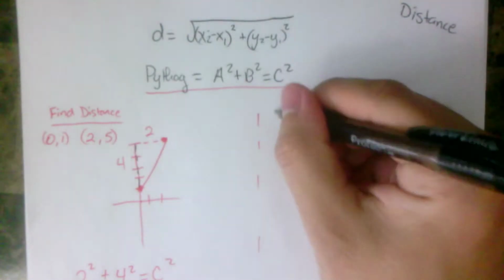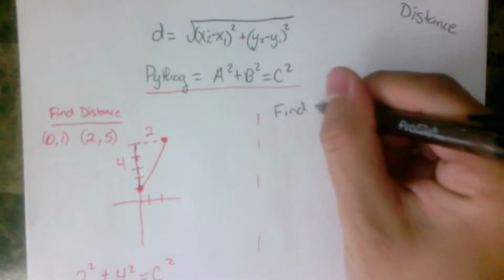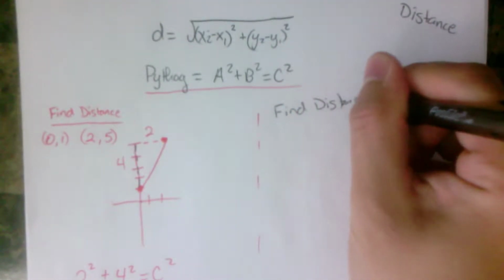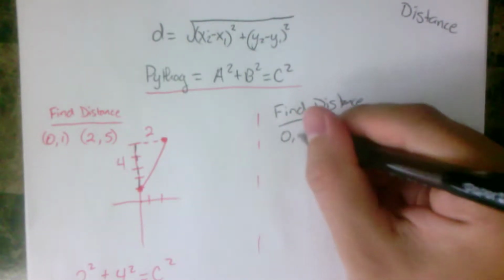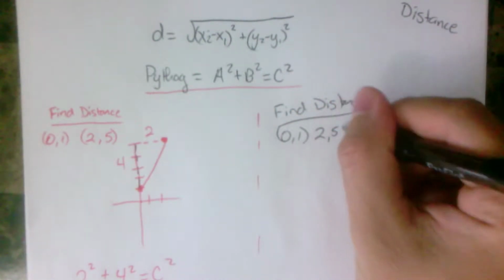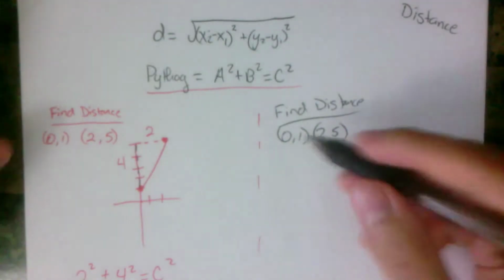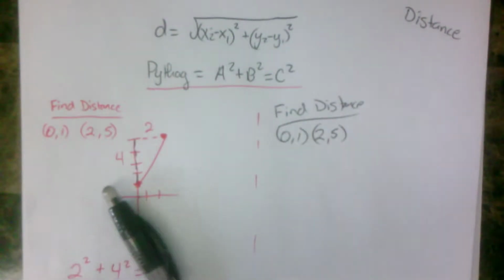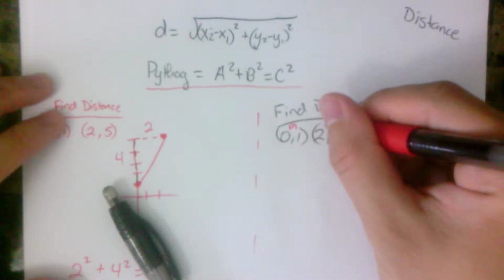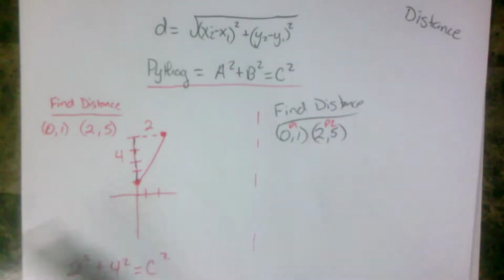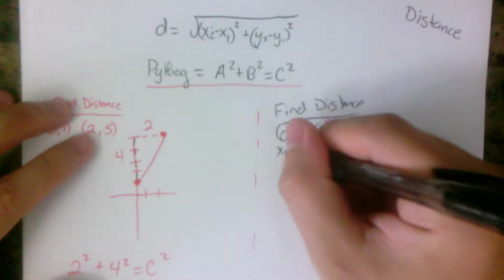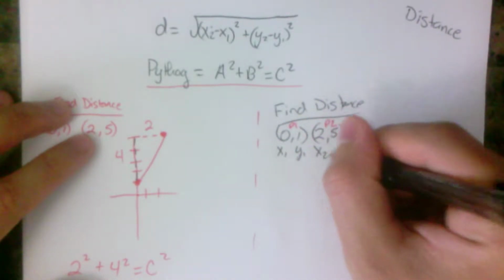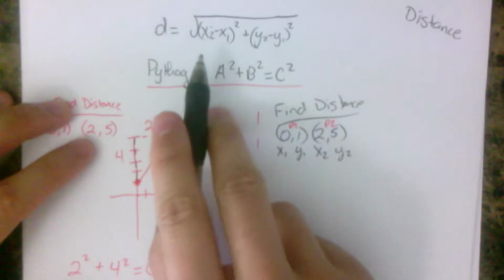All right, so find the distance of (0, 1) and (2, 5). Again, we're not going to do this graph. Instead, I'm going to call this one on the left point 1, and I'm going to call this one point 2. Okay? And remember, every point has an x and a y, so there's x1, y1, x2, y2. And then we're just going to plug it in for the formula.